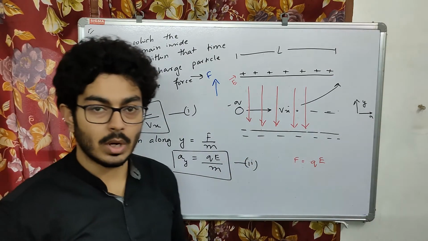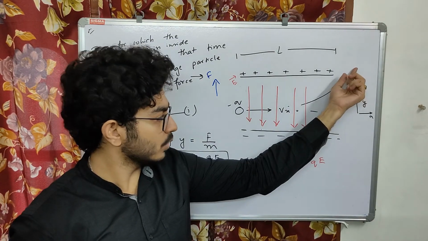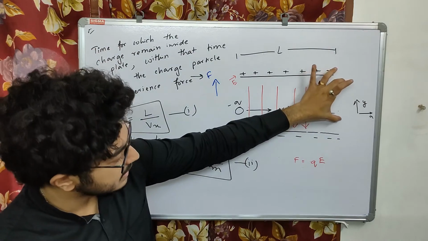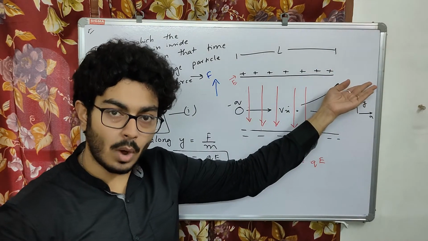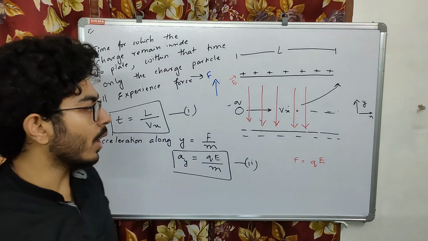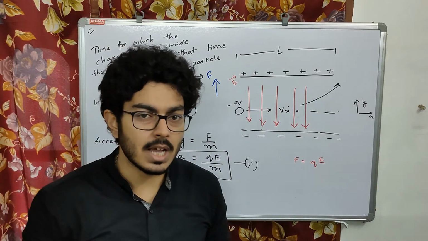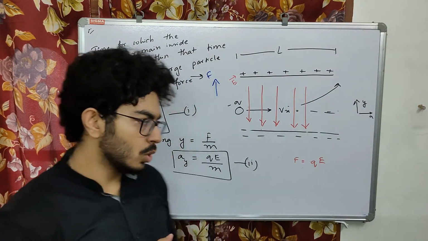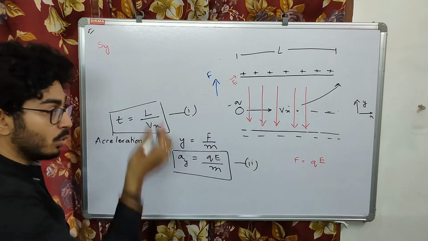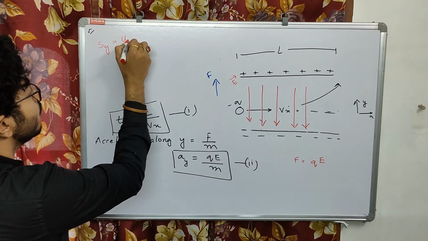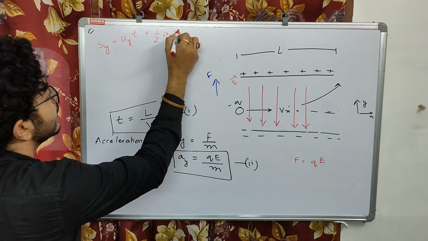Okay. So what is the deflection? How much will it deflect over here? We have to find out how much distance it has moved from here. That is the displacement along the y-axis. You know the formula, right? S equals ut plus half at square. So the deflection along the y-axis will be uy t plus half ay t square.